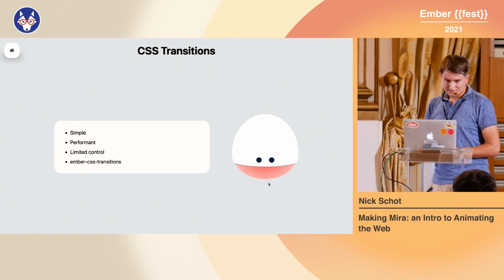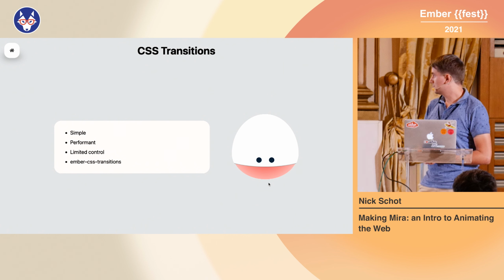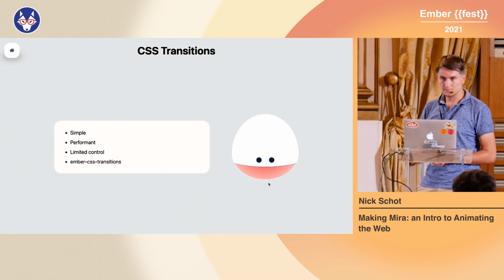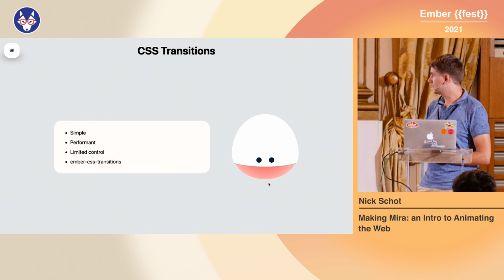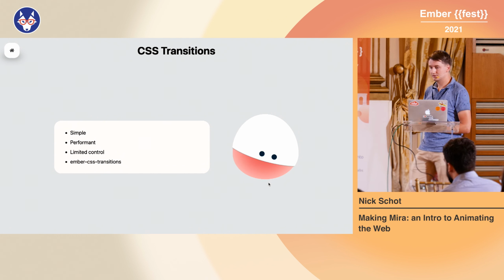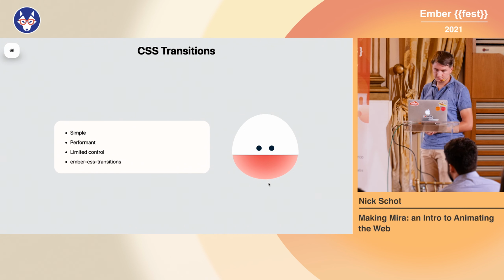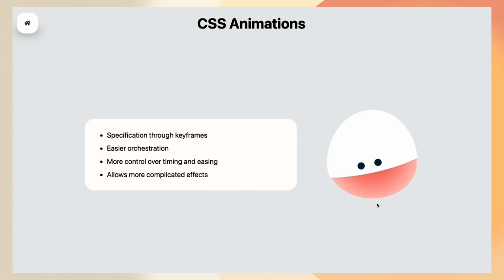So a short summary: CSS transitions are pretty simple and performant, because the browser optimizes everything in the back. They provide limited control, and if you want to do a couple of more advanced things, there's an add-on called Ember CSS Transitions, which helps a bit with the management of the classes. So if you have an element that enters the DOM, you could apply a CSS transition as well. Next up are CSS animations. They're a little more advanced and allow you to do some cooler stuff.